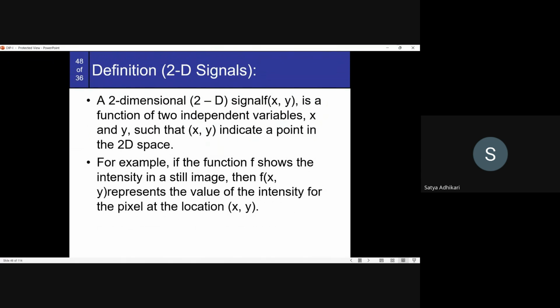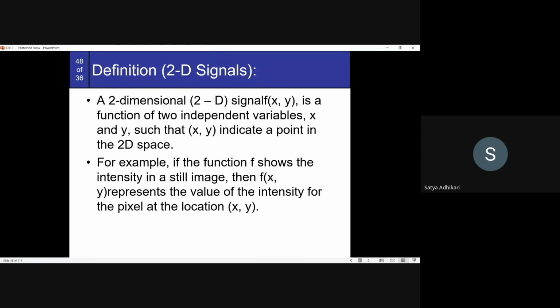But in a two-dimensional 2D signal, which we are interested in, the signal f(x,y) is a function of two independent variables x and y, so that (x,y) indicates the point in 2D space, and f(x,y) depends on the intensity value. So our image is a 2D signal, which contains two different values. The function f shows the intensity of a still image, and f(x,y) represents the value of the intensity for the pixel at (x,y).